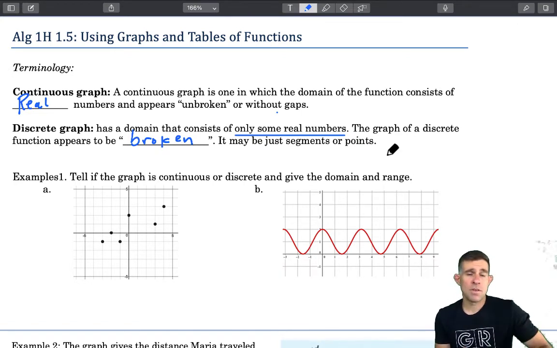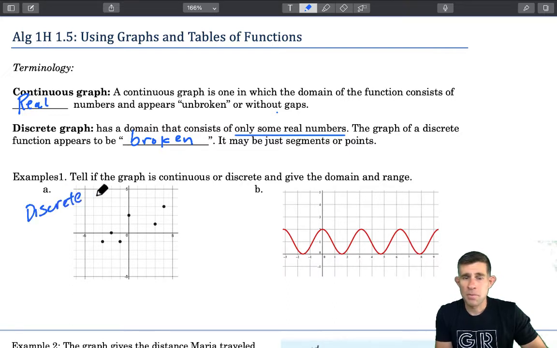So you can see we have two examples down here. For example 1, this first one under letter A is going to be a discrete graph. It appears broken or just scattered points along that graph. I would have to pick up my pencil in order to plot that. Now we're also asked to give the domain and the range.